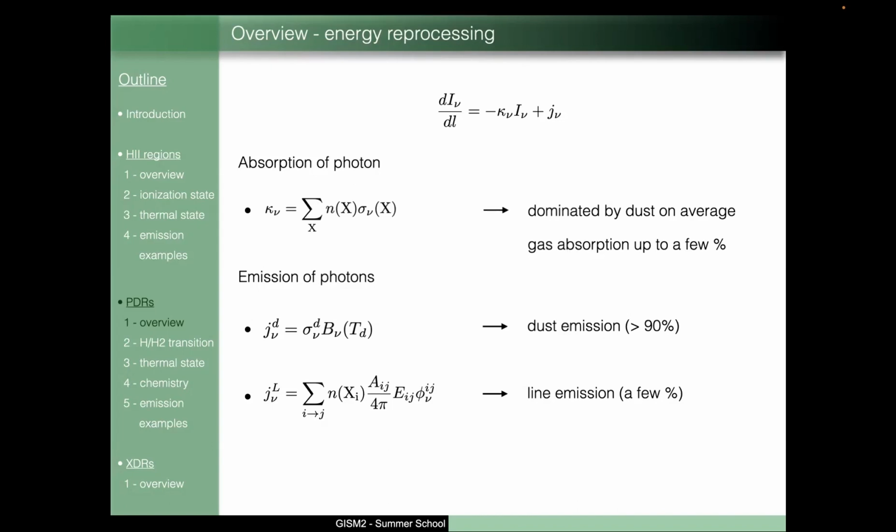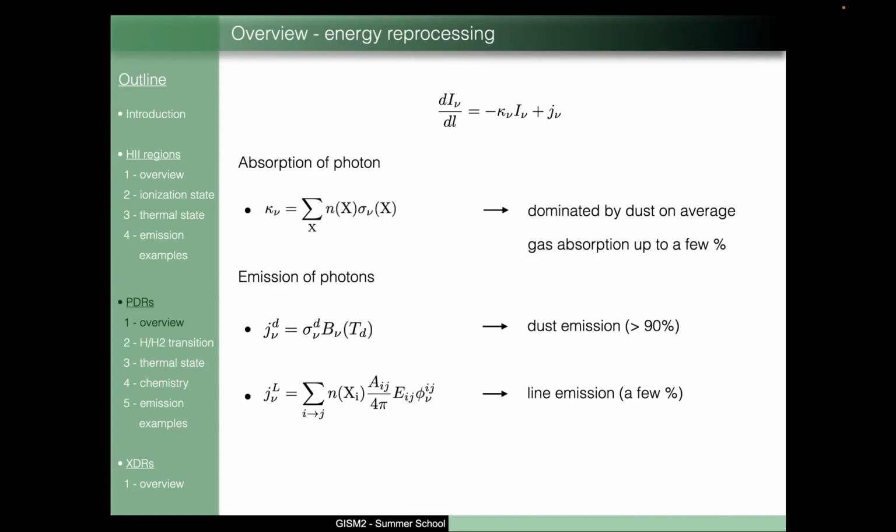The second point is that if we only look at this slide, PDRs should be boring environments because everything is absorbed by dust, everything is re-emitted by dust, nothing happens. Everything should be controlled by dust. It's even surprising, with this slide, in fact, to believe that there are several chemical transitions inside a PDR. Why should there be, while most of the photons are completely absorbed by dust?